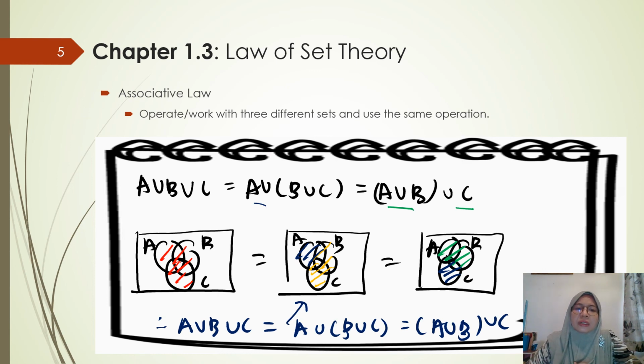The main point here is that these three subsets must have the same operation, whether it is union or intersection.